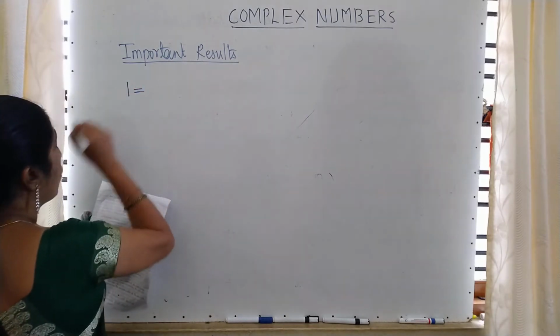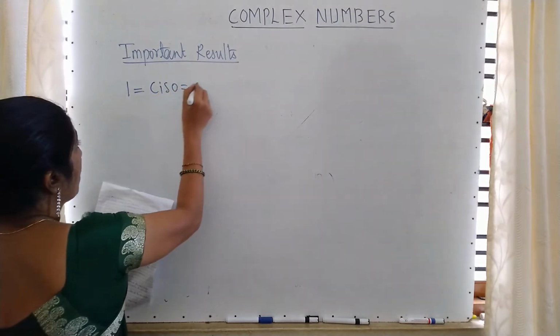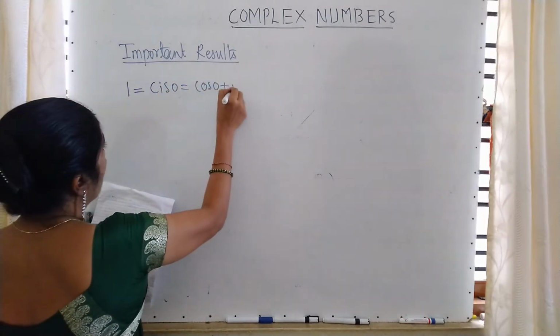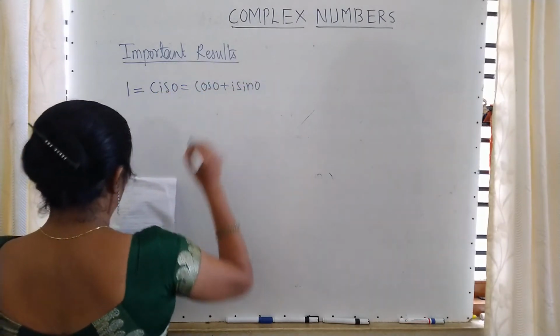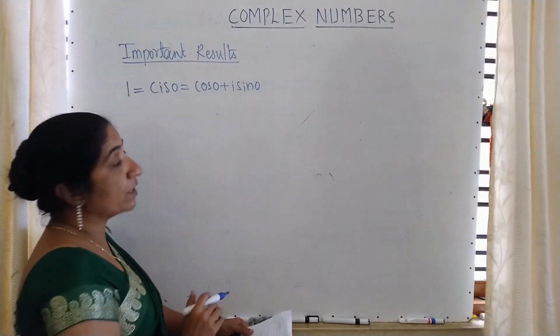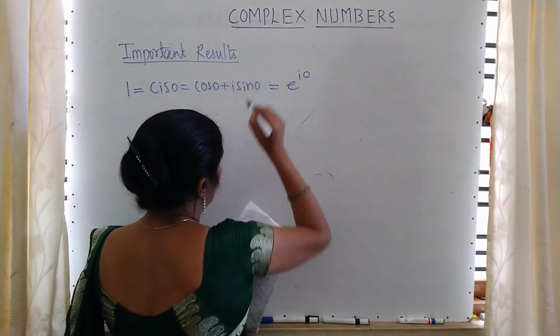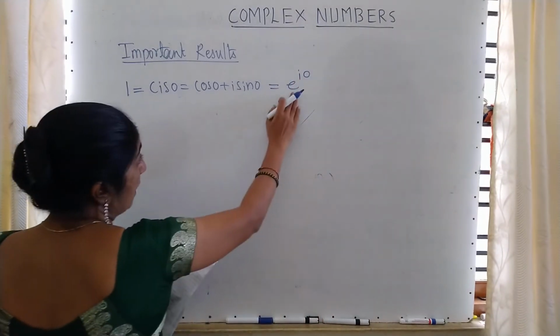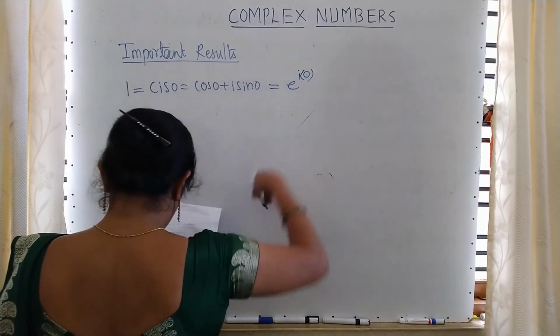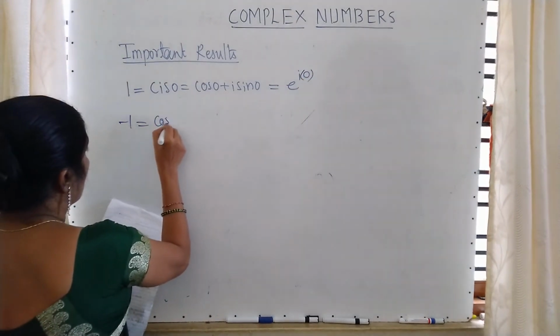One in the form of cos plus i sin is written as cis 0. It is cos 0 plus i sin 0, because cos 0 is 1 and sin 0 is 0. It is also written as e raised to i 0. This is the exponential form; I will explain it in the next step, so don't worry about that. Minus 1 is cis pi.